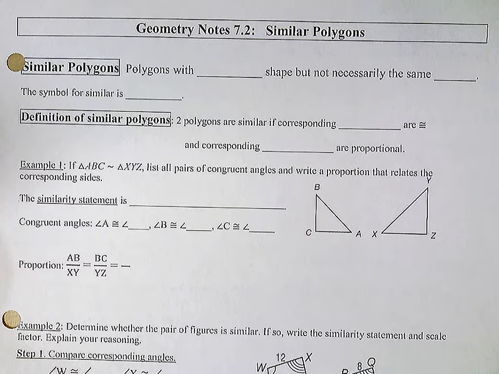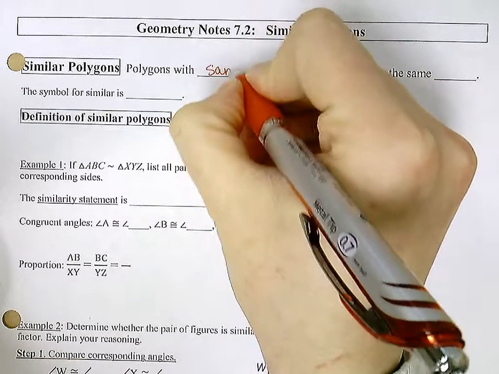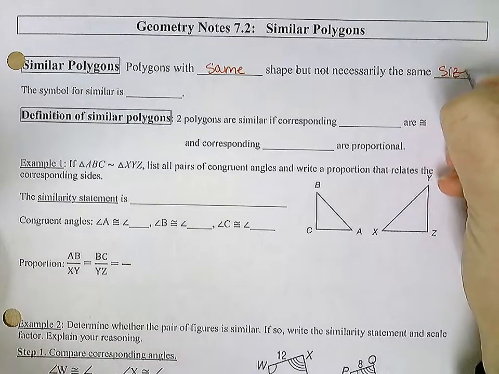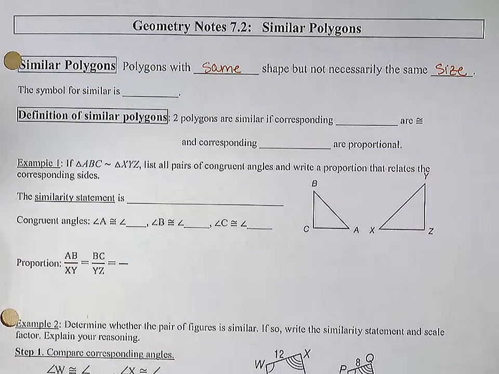In order to solve for sides, okay? And we'll be setting up some ratios here too. So similar polygons are polygons with the same shape, but not necessarily the same size. Okay, so similar does not mean the same as congruent. With our congruent polygons, they had to be the same size and shape. This one, they have to be the same shape, but not necessarily the same size.